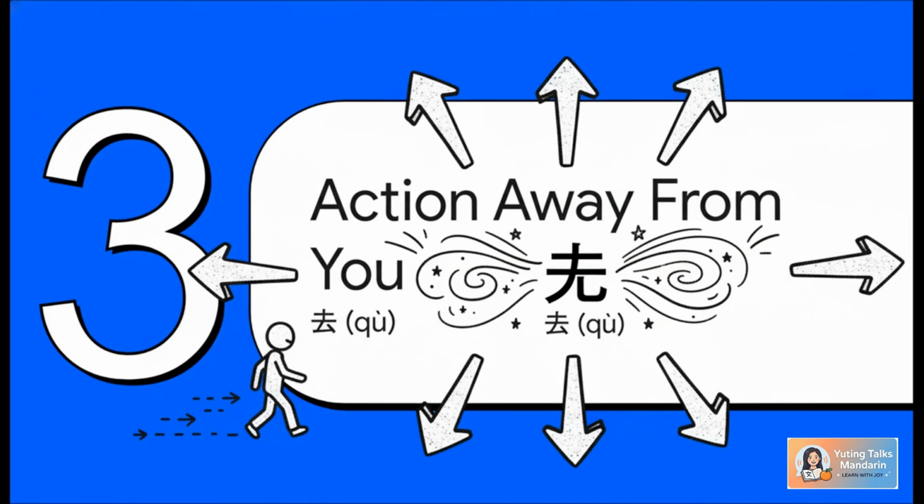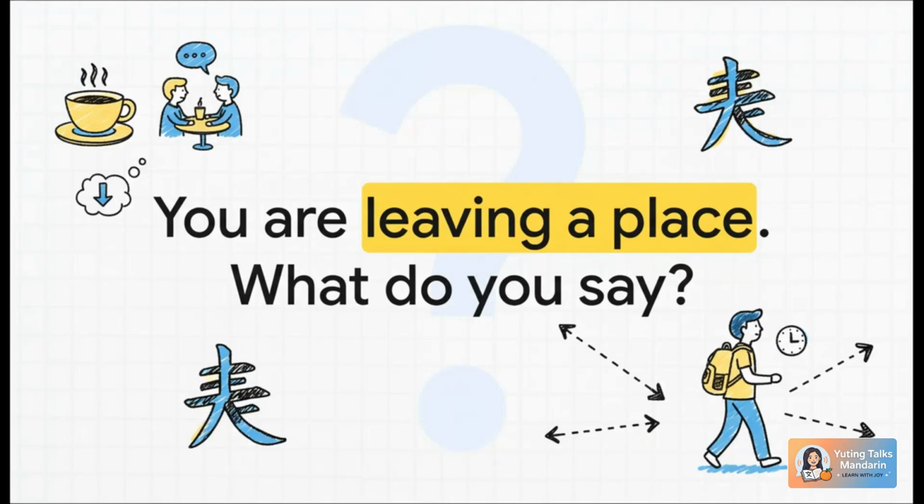That covers actions coming towards you. So, what about the opposite? What about an action moving away from you? Well, for that, we're going to use the character chu. Let's flip the script. You're out somewhere, maybe at a cafe with a friend, and now you're the one who has to leave. What do you say then?